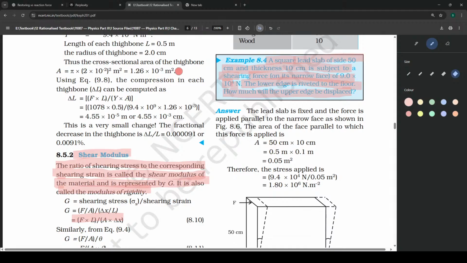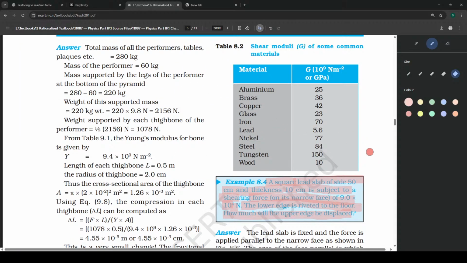Let's read that again. There is a square lead slab, meaning its sides are equal but its thickness is different. One side is 50 centimeter, the other side is also 50 centimeter, and its thickness is 10 centimeter. It is subjected to a shearing force parallel to the surface, of magnitude 10 power 4. We need to calculate force per area, and delta x by L, which is theta. We know the G value from the above table. Lead is 5.6, which is very less compared to other materials here, lead having the least shearing modulus, but still in gigapascals.